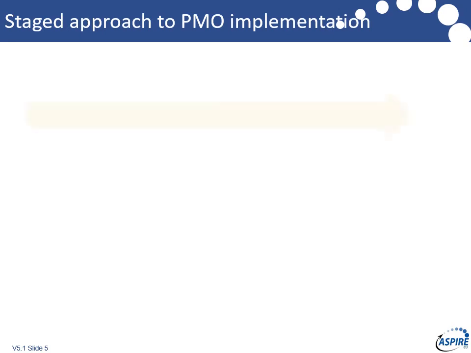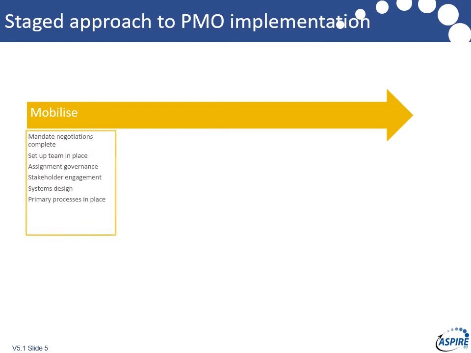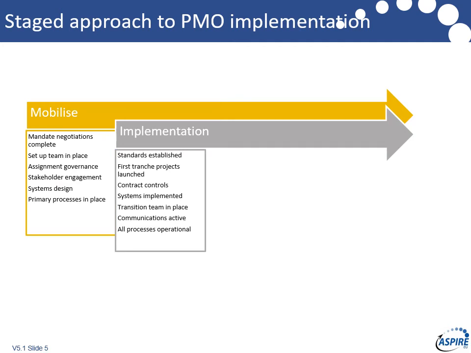So we need a staged approach to building the PMO. So once we've designed what it is we're going to build, the next step is mobilize. So mobilizing, we need to have a mandate or negotiate if we're internal, or maybe we're bringing in externals to do this, that we set up a team, that we've got governance around the implementation, stakeholders know what's going on, that we've got all the systems designed, and we've decided what our primary processes are, which are the things we must have in place. We then move to implementation, where we've got our standards and we implement them.